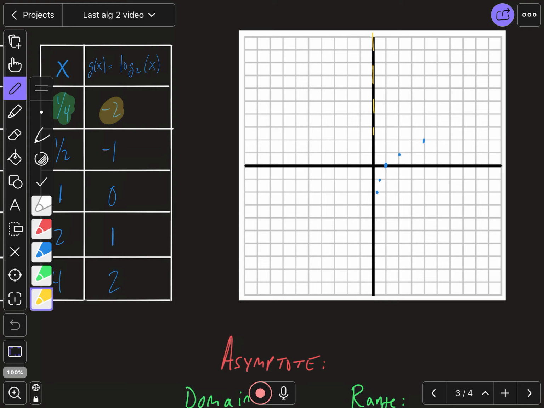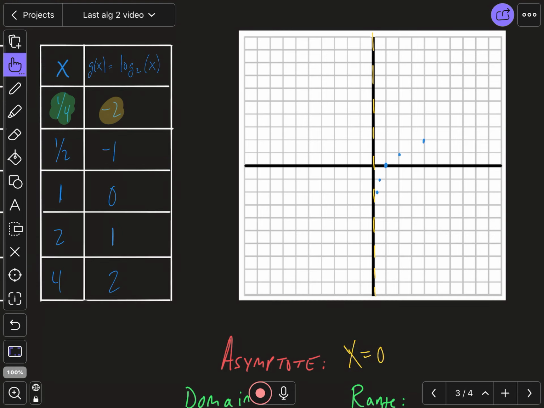It's always good to draw that in with a dashed line. Sometimes it's hard when you're using pencils and stuff like that, but it's a good idea to draw that in and then label it. So that'd be x equals 0. Vertical asymptotes are always those x lines.